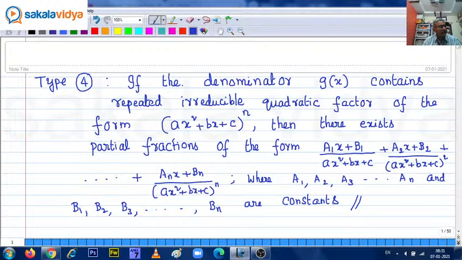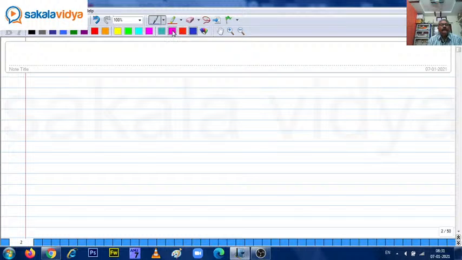So let us discuss an example to understand more about this type. Example is very important. Please all of you concentrate on the example. A question will be given in the examination like this.